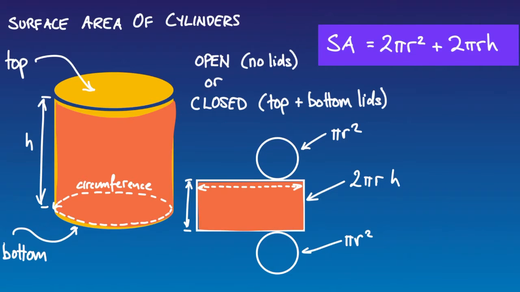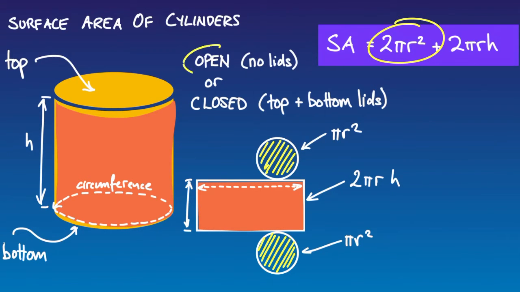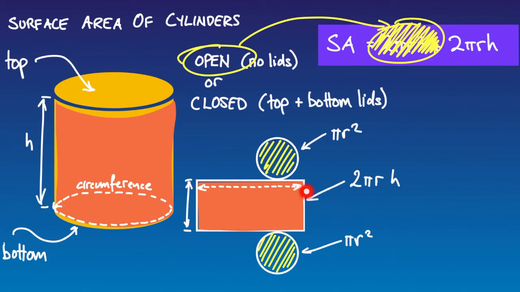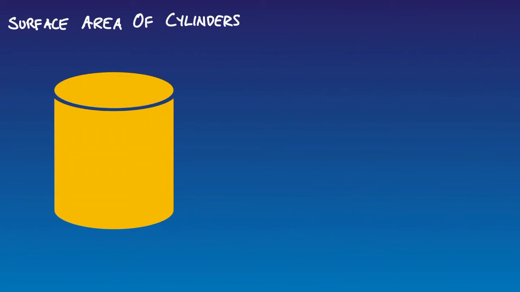One thing to watch though, depends on the question. If you've got an open cylinder, then we don't have this bit, which is the 2 pi r squared. We don't have the lids. Okay, because that part of the formula corresponds to these 2 circular pieces. So if it's an open cylinder, then we just scratch that part out. And all we use from the formula is the 2 pi r h, because we're just going to work out this piece here. Let's look at an example.